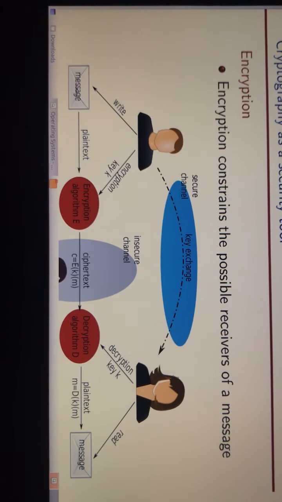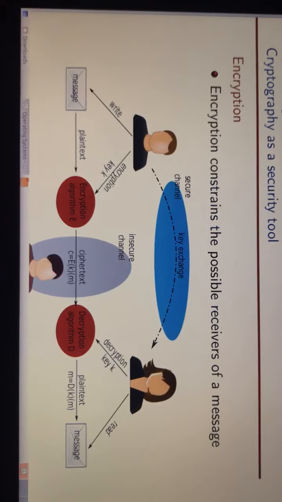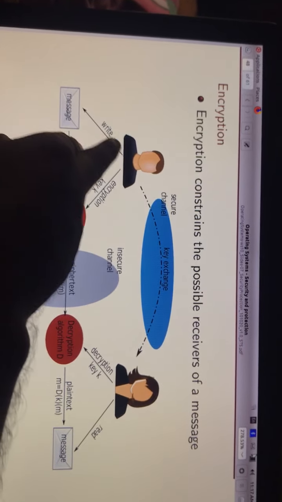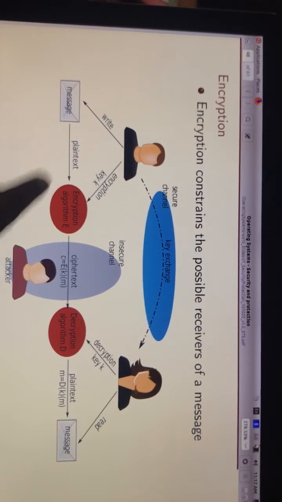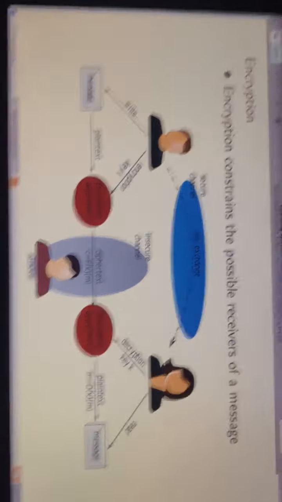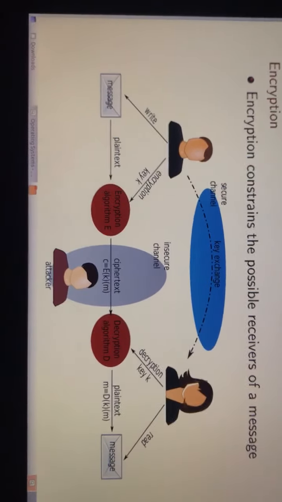So these are the encryption part. Encryption constrains the possible receivers of a message. A message that is moving: this is the sender part and this is the receiver part. So it moves. So there are different ways, that is, secure channel.